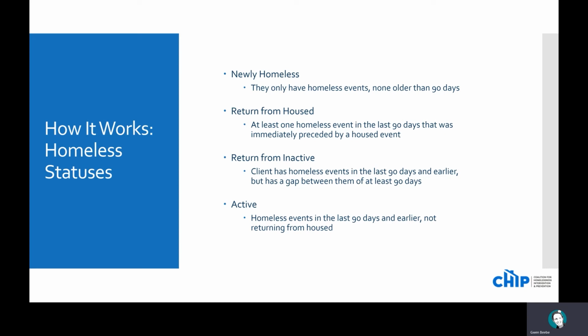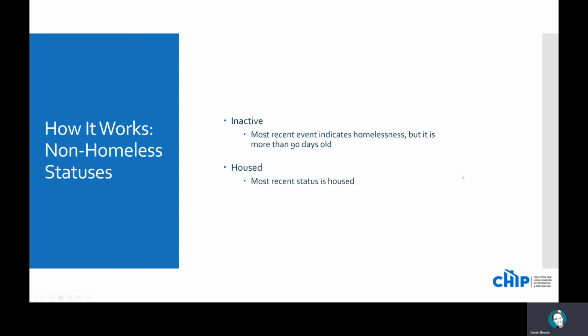That could have been last month, it could have been 6 months ago, but before we saw them now, we had housed them. Return from inactive: we're seeing them now and we're seeing them before the last 90 days, but there's a gap of at least 90 days in there where we didn't contact them, we weren't talking to this person. And then just active. They're homeless now, they were homeless before, they're not returning from housed. These are folks we've got to house. There are only 2 non-homeless statuses. There's inactive, which is just they were experiencing homelessness last time we talked to them, but we haven't heard from them in more than 90 days. Or their most recent status is housed.